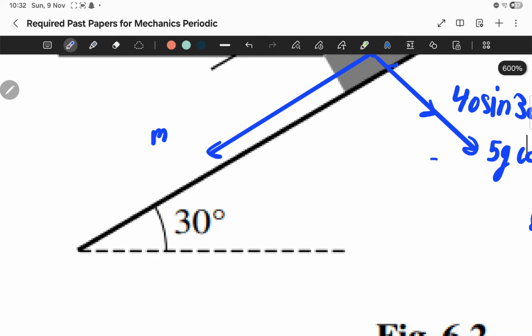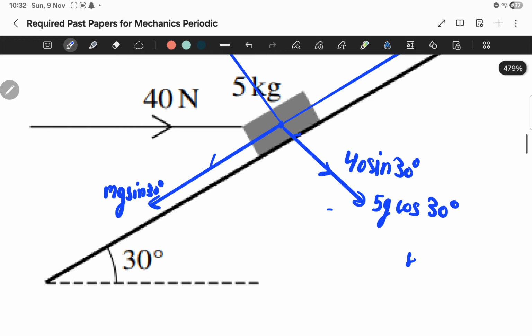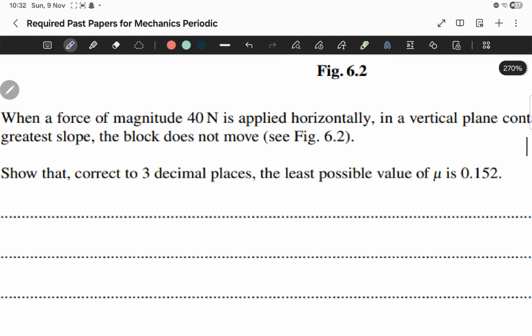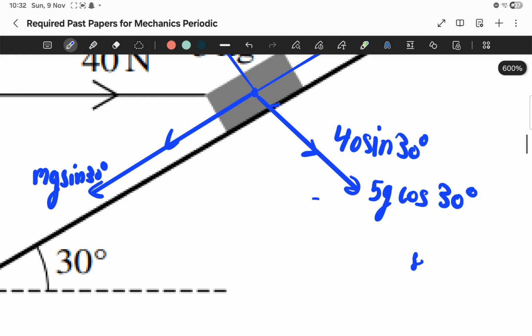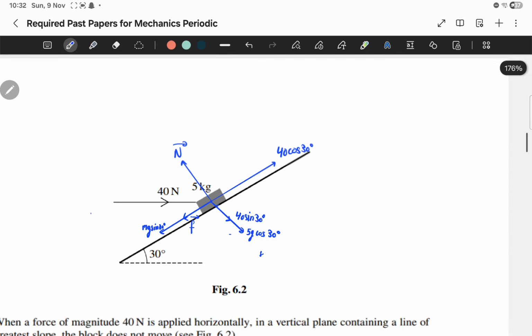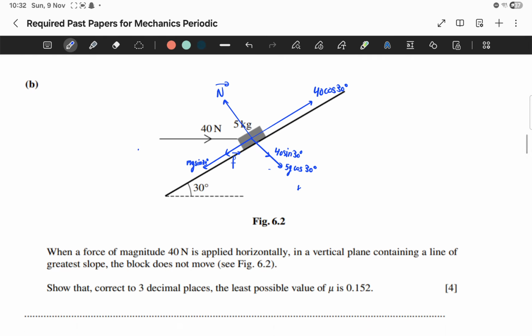mg sine 30. Okay. Now here you're going to have friction, right? Because they're asking us in the question for the least possible value of mu, which is the coefficient of friction. How do I have a coefficient of friction with a number if I don't have friction? So very obviously we have friction. Okay, now this is our complete diagram. It's very nice, very simple, really. It's a nice question. Okay, so now we just have to resolve.